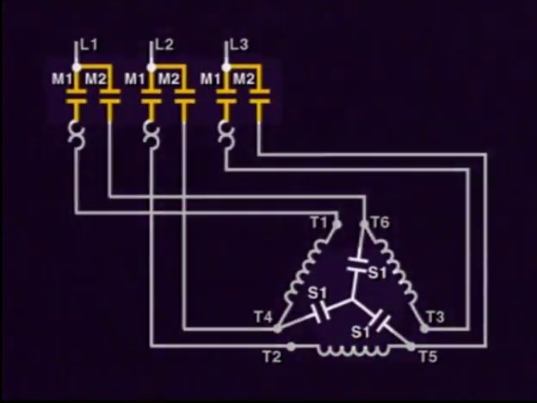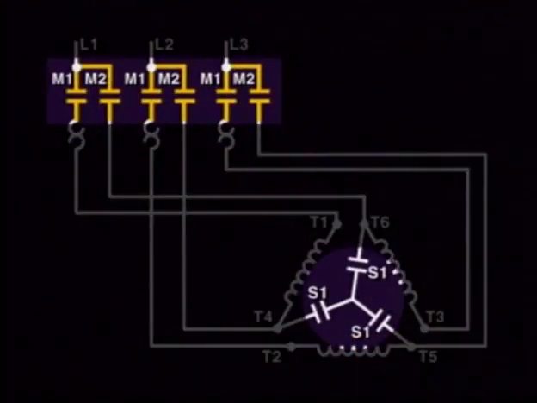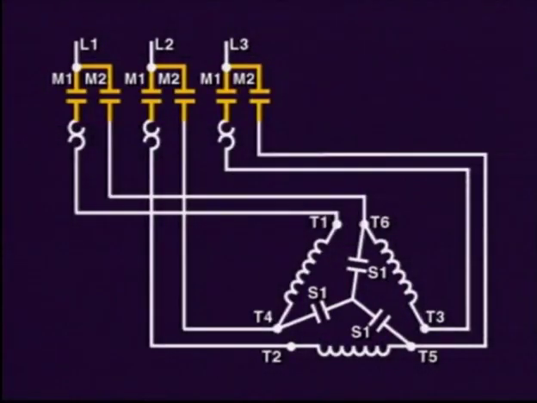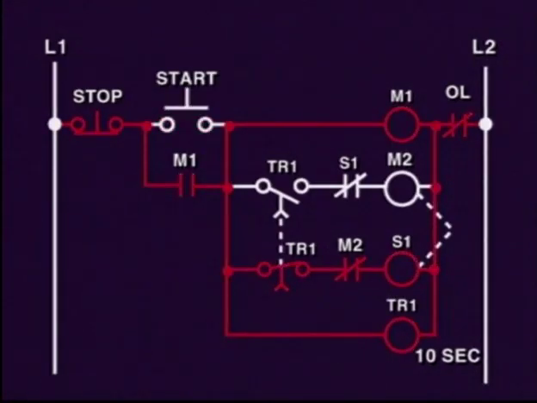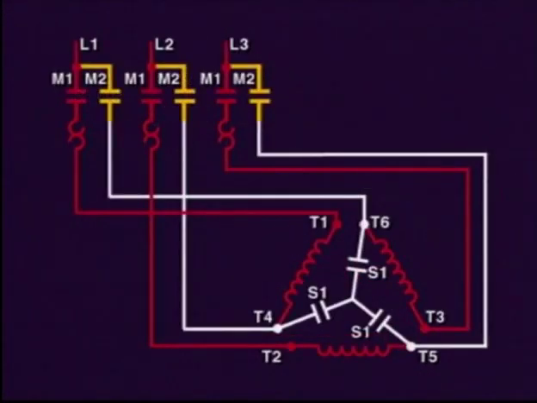This is simply done by interlocking the power circuit with additional contactors. The control circuit follows the same principle as the other reduced starts. When the start push button is pressed, the timer is energized and the M1 starter is also energized. The starting contactor S1 makes the connection through its own power contacts S1 and starts the motor in a Y configuration.